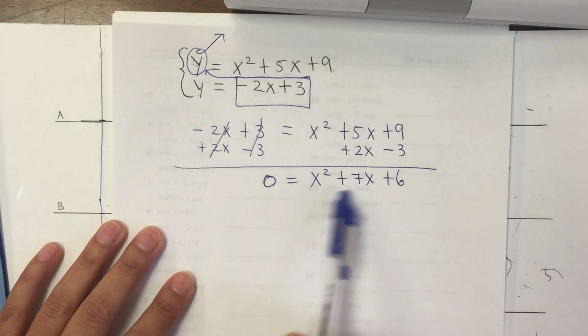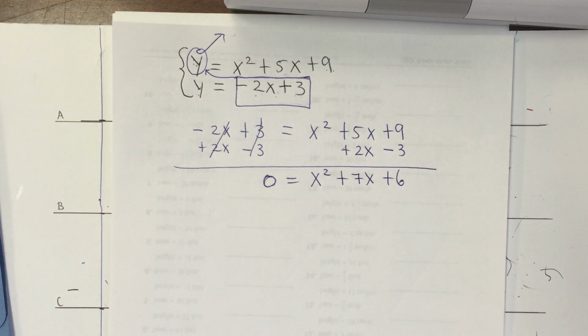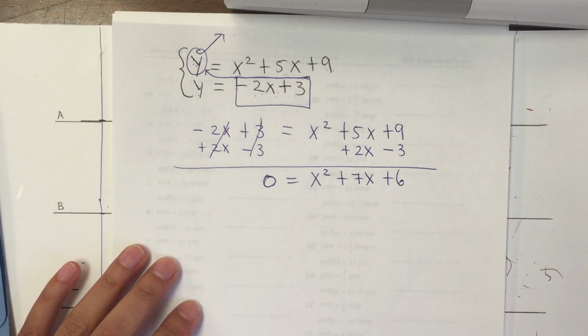And I'm going to be solving this either with the GCF, by factoring perfect squares, by factoring with the diamond, or completing the square, or the quadratic equation. Whichever method you find easiest, that's okay.